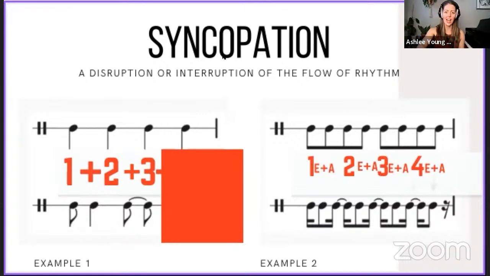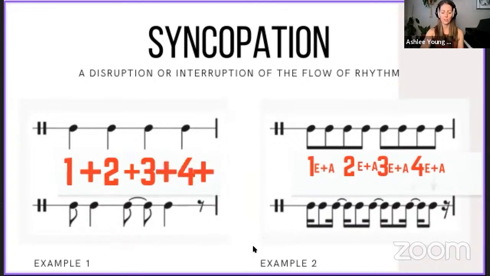Yeah. Let's add the very last note that comes in on the end of 3. So 1 and 2 and 3 and 4. Again. 1 and 2 and 3 and 4. And 1 and 2 and 3 and 4 and.